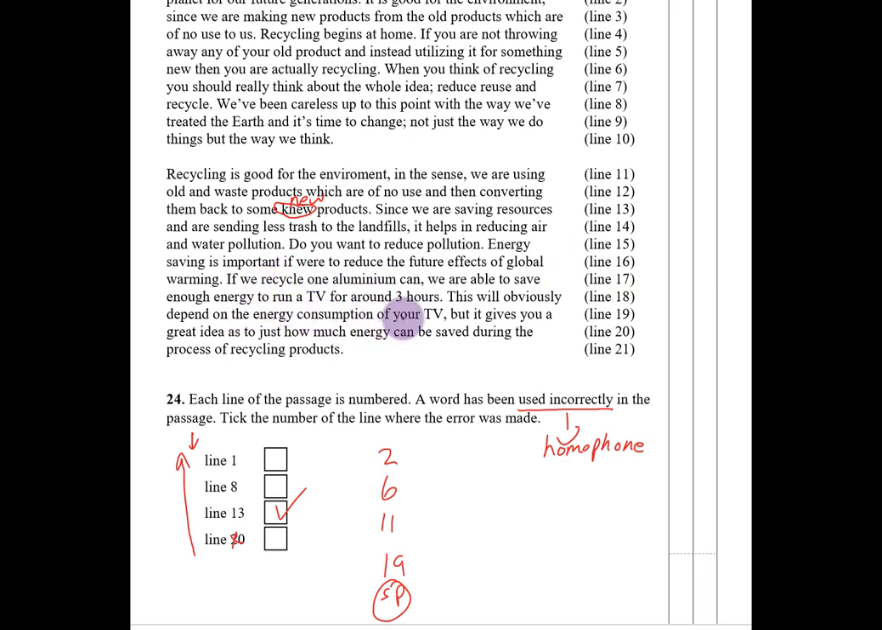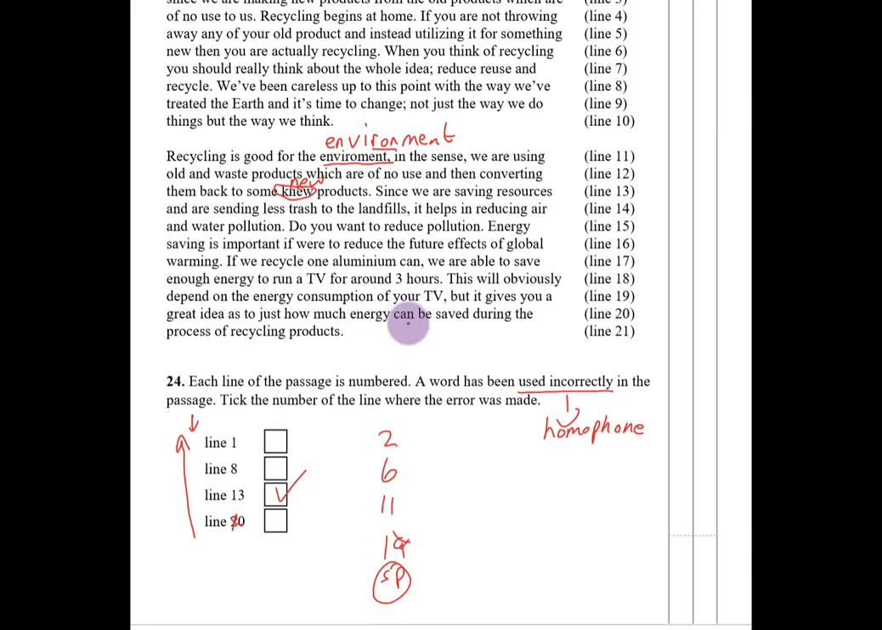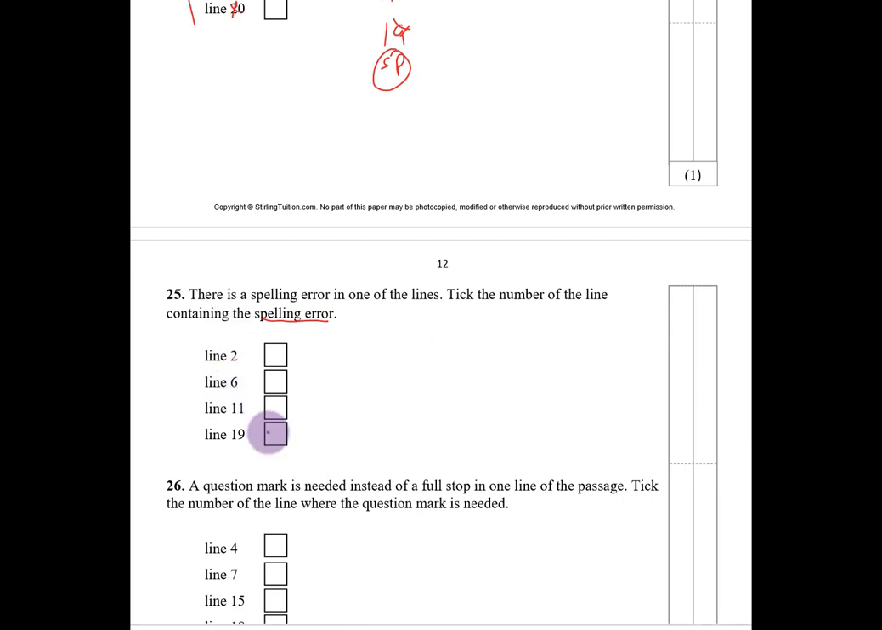Depend on the energy consumption of your TV, but it gives you out. So our 19 is fine. And then we'll look at 11. Recycling is good for the environment. Now, environment is spelt wrong. It needs the N in there, and that's the way I always remember environment, because it's got an 'iron' in the middle. So our answer for that one is 11. Working your way from the bottom up has saved us that little bit of time.